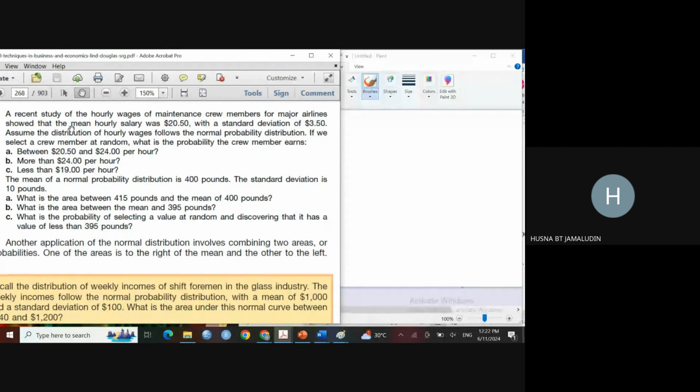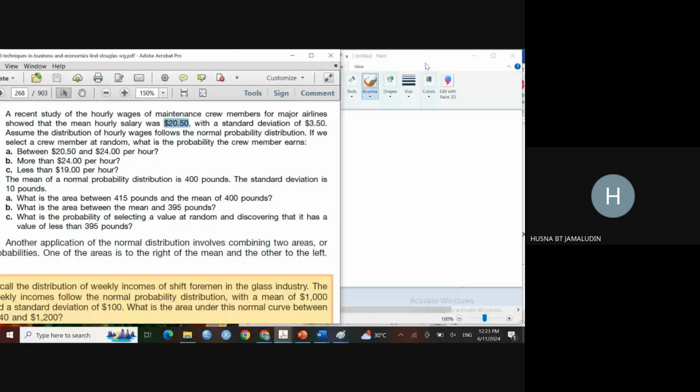A recent study of hourly wages. So you can see that the variable is wages. This should give you a hint. We are not talking about discrete, because wages is like your salary. You can have a salary of 1,550 cents, right? So wages is actually an example of continuous. You can also see the number is in decimal point.